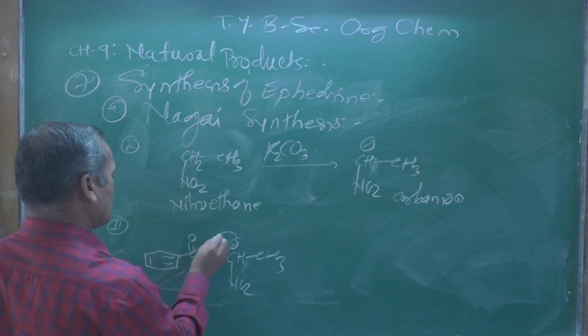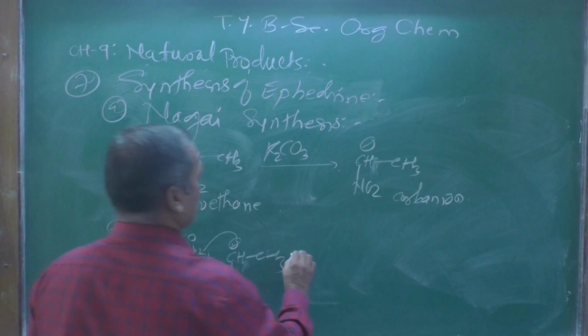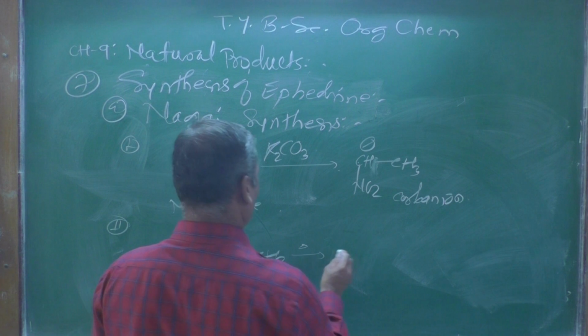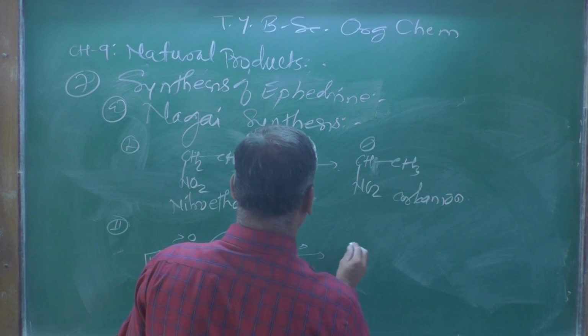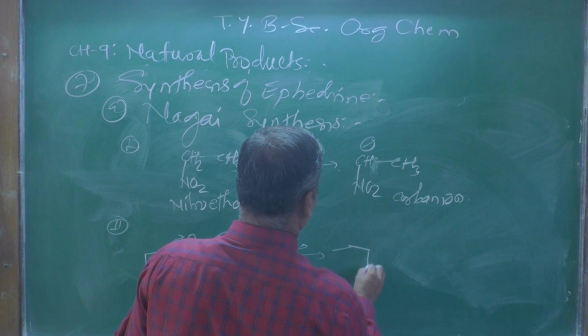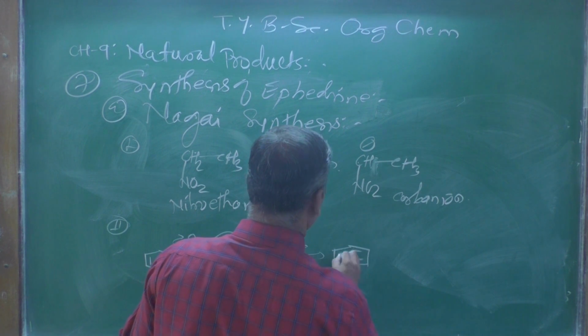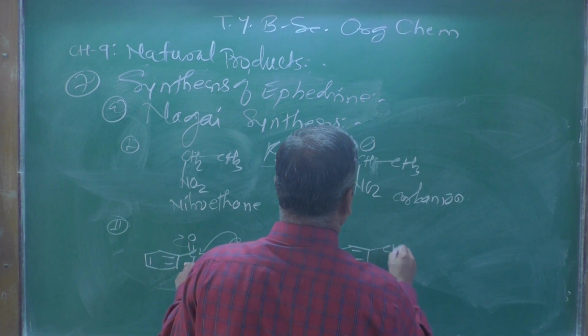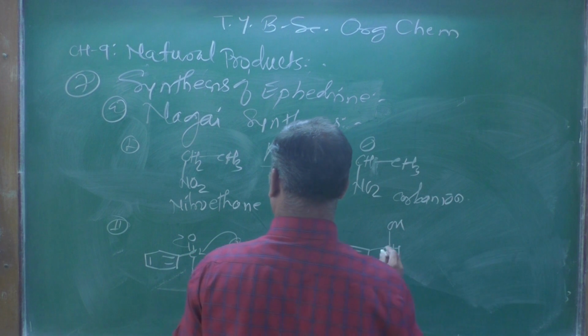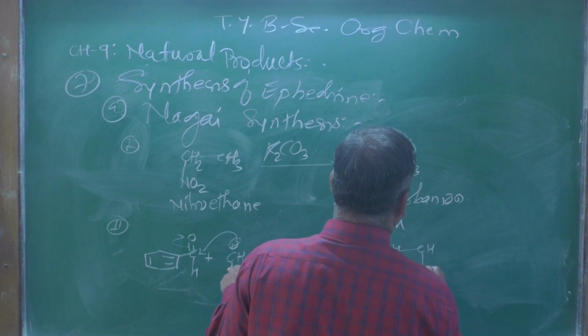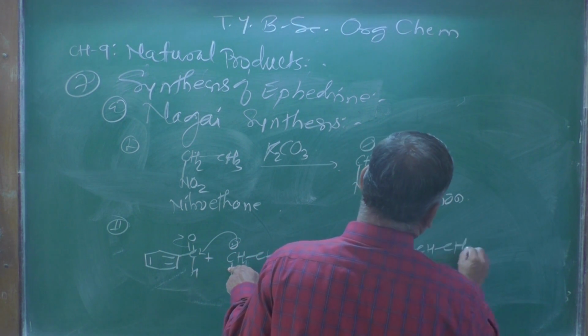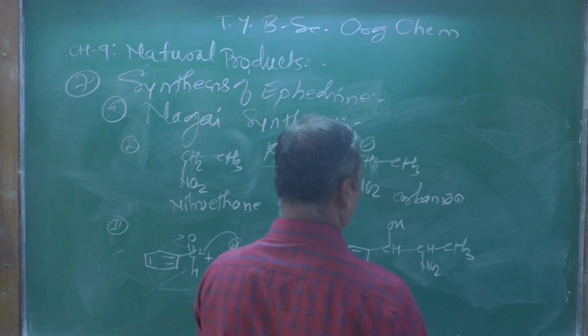This carbanion easily attacks over there just by hitting. What do you get? You can write over here this one phenyl group, as we know. Then here CH-OH comes over there, then CH-NO2, and this one is CH3.